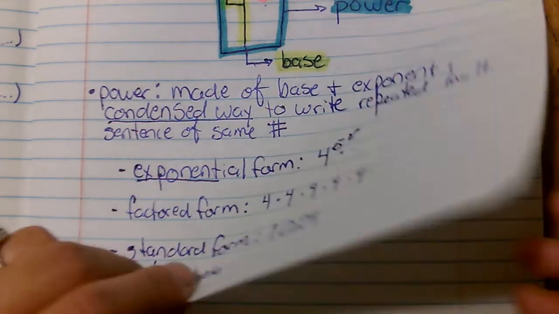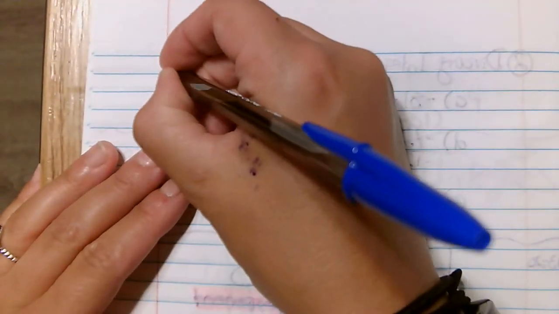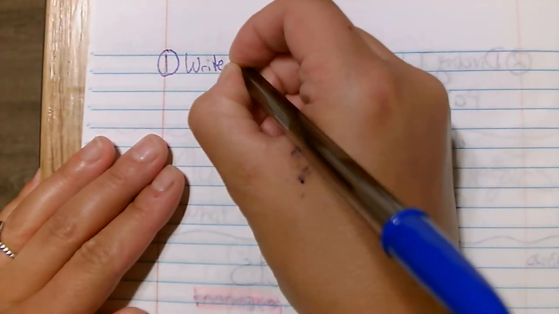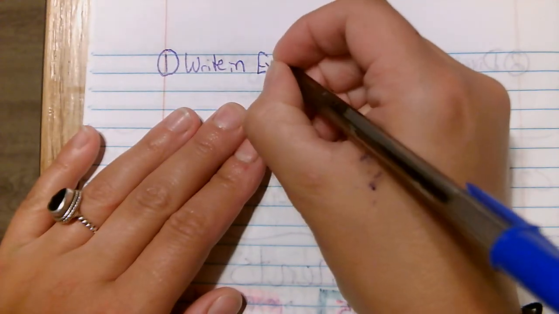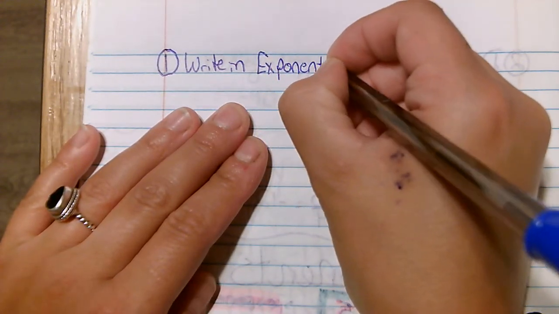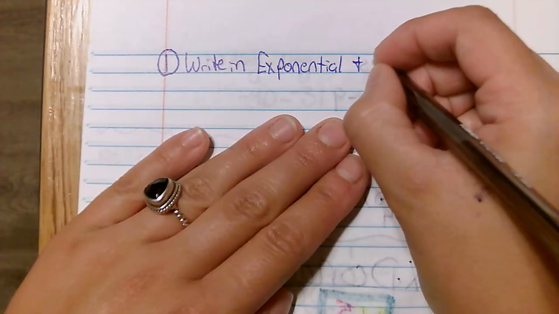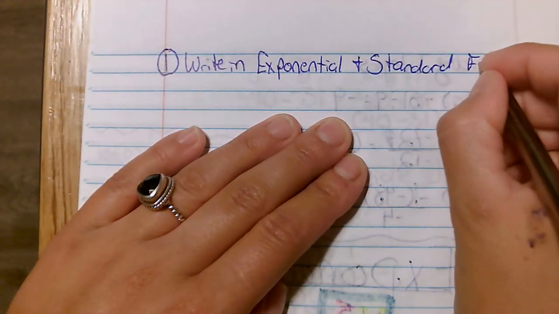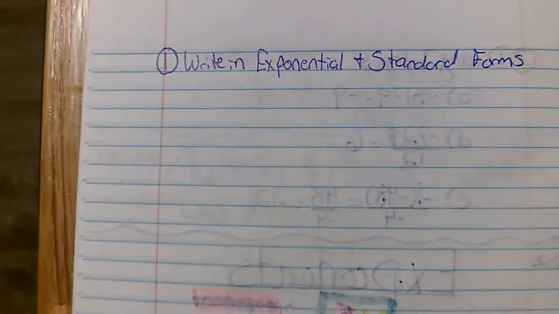So what I'm going to do next, I'm going to flip to a new page. If you guys have room on the bottom of the page where you're working, please feel free to use it. I just ran out of space, so I'm going to move to the top of a new one. Alright, and at the very top, I'm going to put a number 1, and I'm going to put right in exponential and standard forms. Okay, so we're going to try a couple examples here.